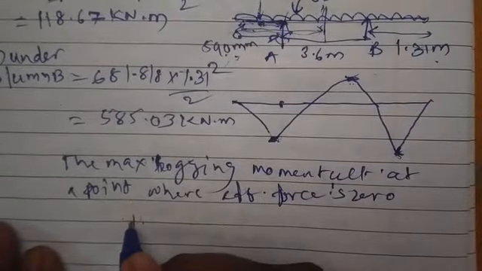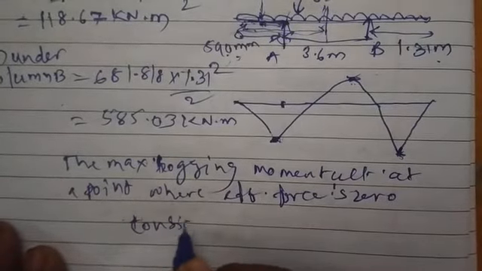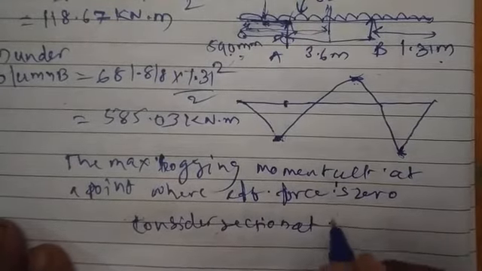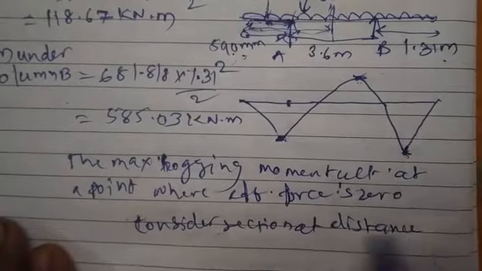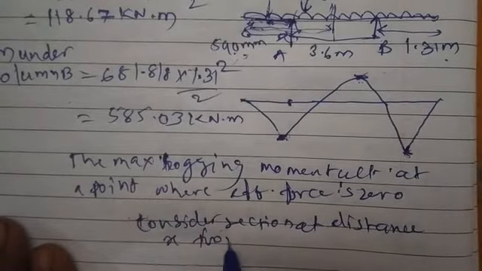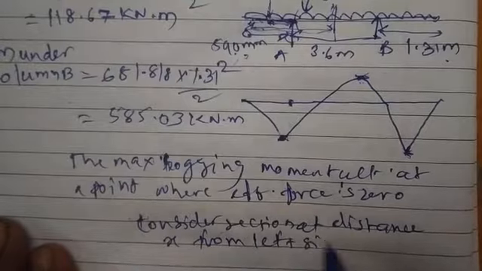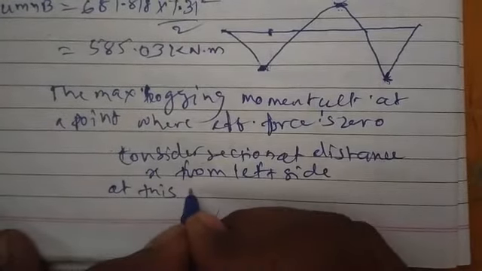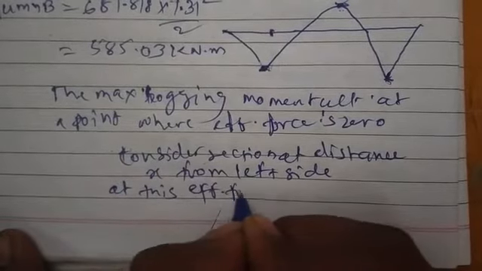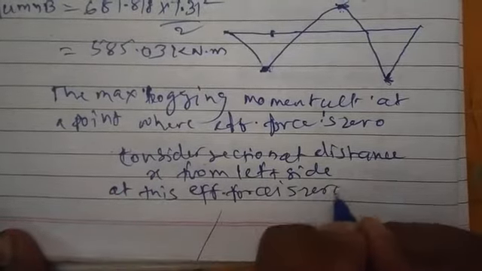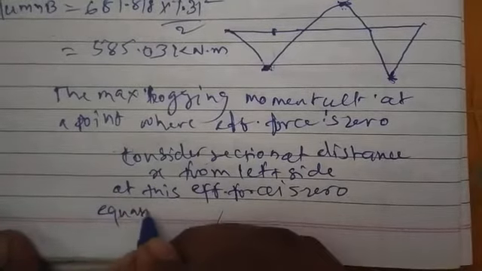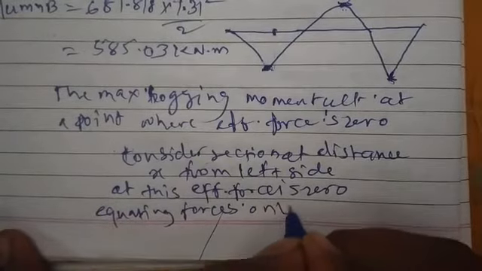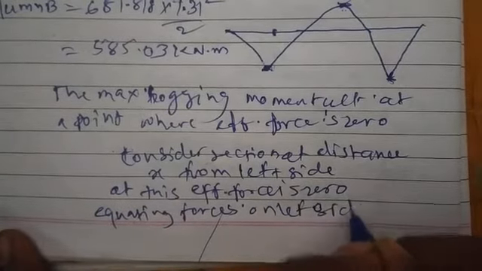Consider section at distance x from left side. At this section effective force is 0, equating forces on left side of section.